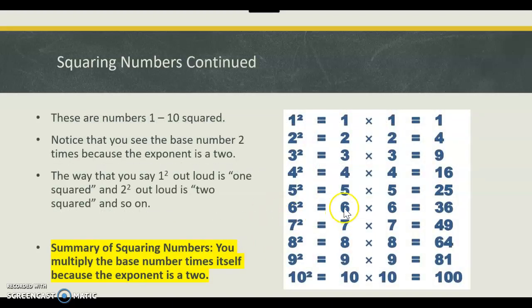Here is a chart of your square numbers, 1 through 10. So your numbers 1 through 10 squared. You're going to notice that you see the base number 2 times every single time in this chart. 1 squared is 1 times 1, you see 1 2 times. 2 squared is 2 times 2, because you see 2 2 times. 3 2 times, 4 2 times, 5 2 times, and so on. So 3 times 3 is 9.